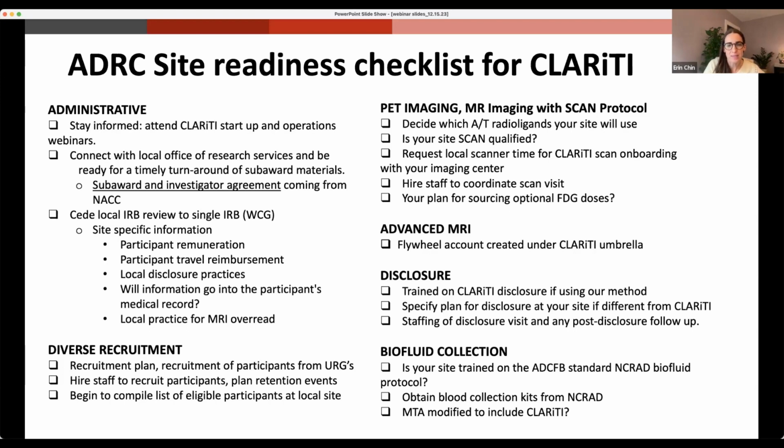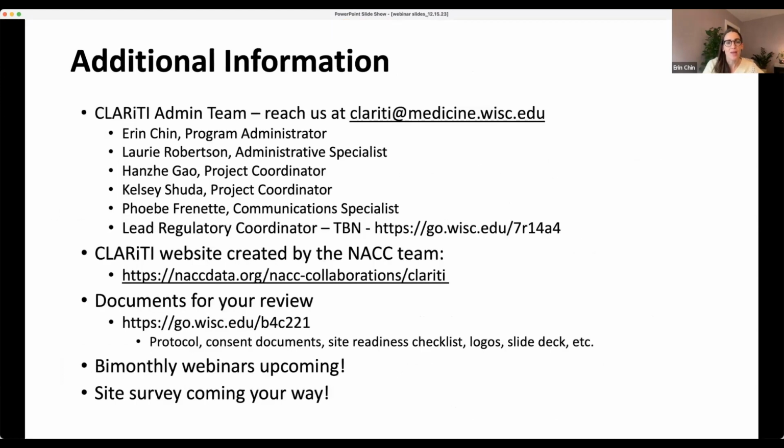Sterling, next slide, please. And then I'm just going to introduce a few members of our CLARiTI admin team, because likely we'll all be in contact with you at some point in the near future. So you can see our email address there, clarity@medicine.wisc.edu. That will go to a general email inbox that Lori will manage, and she'll make sure that goes to the appropriate person. So again, my name's Erin. Lori, she's our administrative specialist.